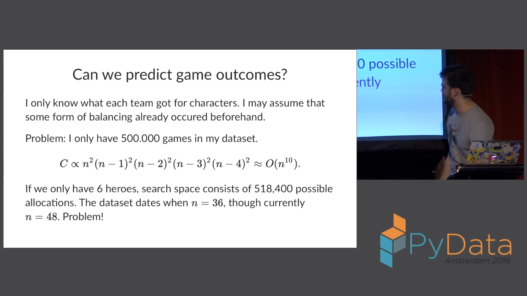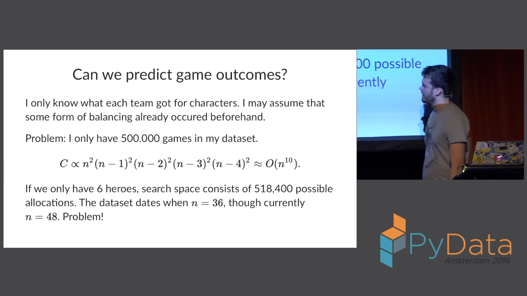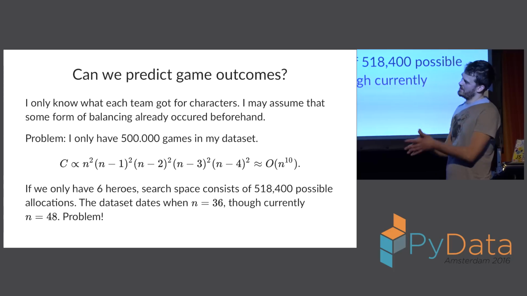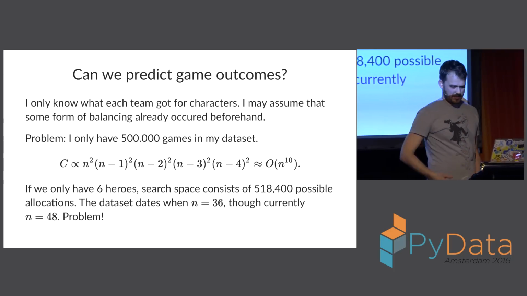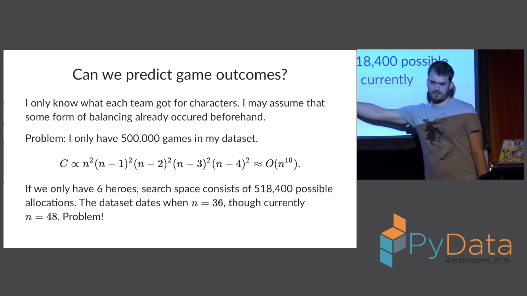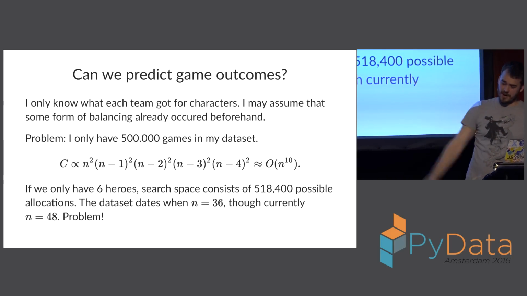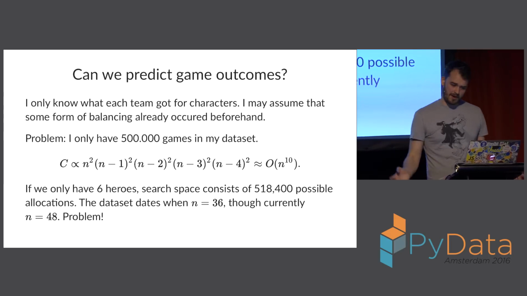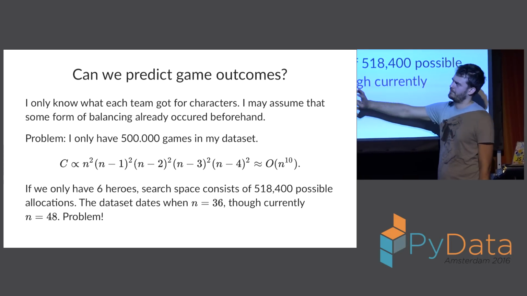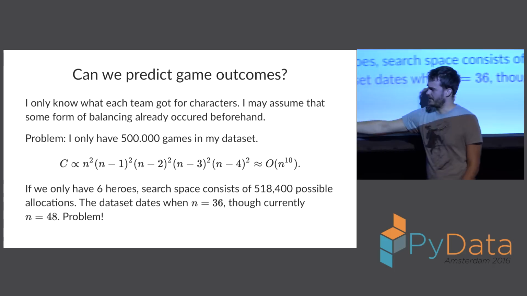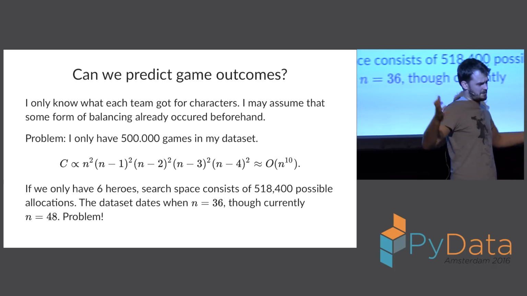In fact, even if I only have 6 heroes, I might only have one allocation in my data set, and in real life I have about 36. So the search space is insane. For every possible game that might have happened, I will not have a data point. That's simply the case, especially because when I got the data set it was like 5 months ago, and nowadays they've even added more heroes to this game. So this task is becoming harder and harder.